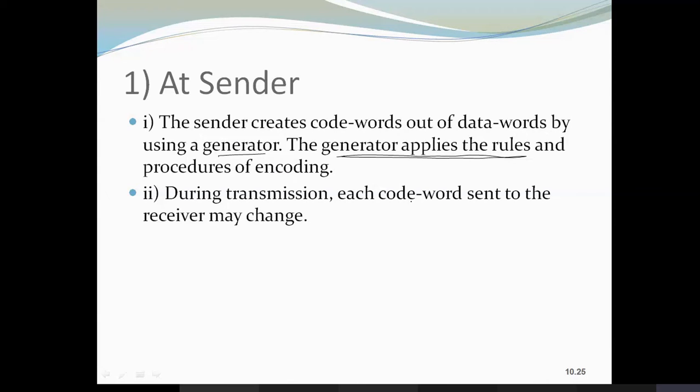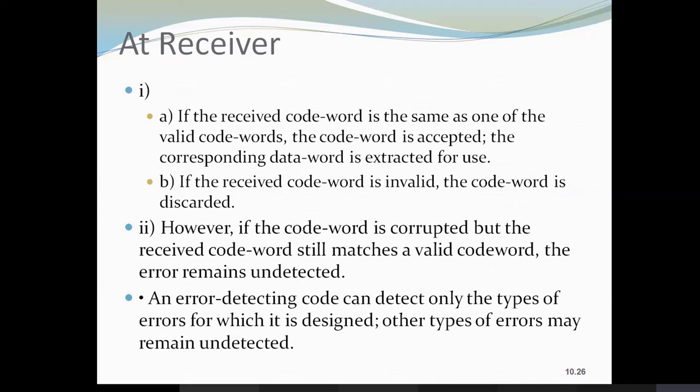During transmission, each code word sent to the receiver may change. Whenever there is a change in the code word, if it is not matching at the receiver side, it is easy to identify whether there is an error or not. Still, I have not told what logic is used at the generator. This is a general procedure the sender and receiver are going to follow.